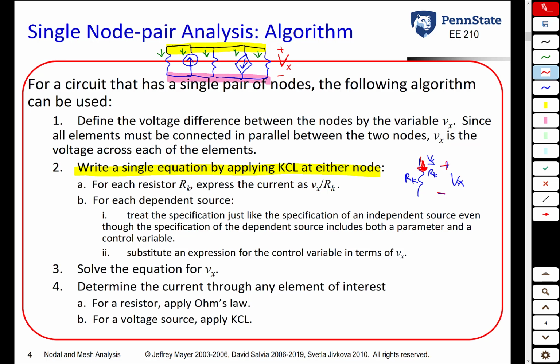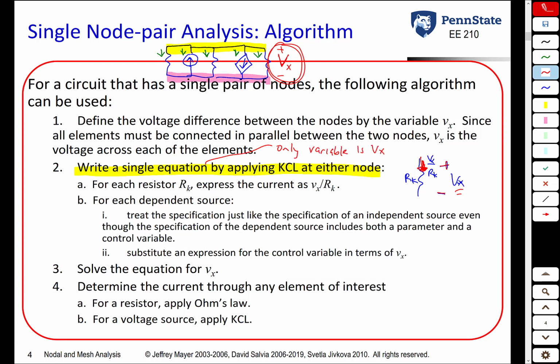This does not mean that the actual current is going from top to bottom. That's going to depend upon the value of V sub x. At this point, V sub x is just a variable. We don't know that the top node is a higher voltage than the bottom node. That'll come out once we solve the problem. If you have a dependent source, we're going to see in an example, you treat it just like it was an independent source, except the controlling variable you want to write in terms of this voltage variable V sub x. Because what we want to end up with is a single equation where the only variable is V sub x.